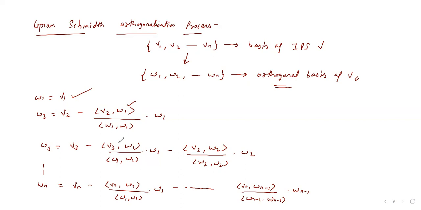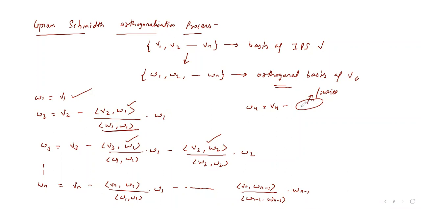So the V3 vector is doing the inner product with respect to W1 and W2, right? For each vector we are taking the inner product with respect to the previous vectors that are already in the orthogonal basis of V, that is with respect to W1 and W2. And for W4, that would be equal to V4 minus the inner product, or you can say the Fourier coefficients. Yes, these are the Fourier coefficients: the Fourier coefficient of V3 with respect to W1, and the Fourier coefficient of V3 with respect to W2.